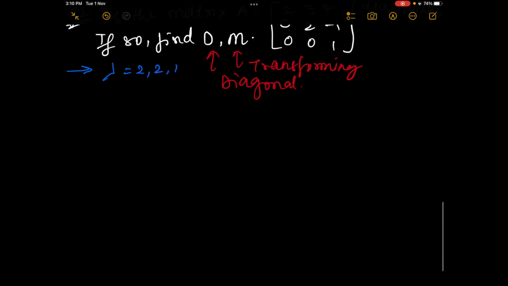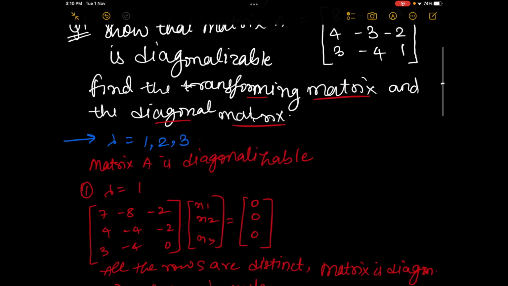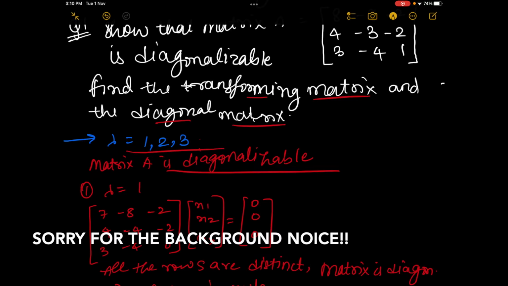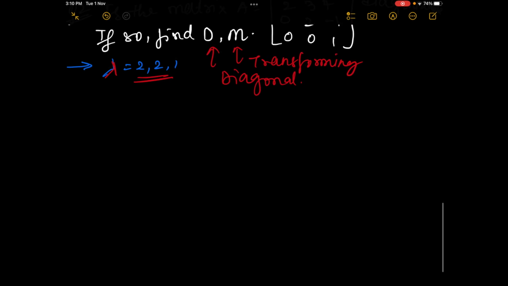I have already solved and gotten the answer for lambda. Lambda comes out to be 2, 2 and 1. As you can see, these are repeating, so we'll have to check if they are diagonalizable or not. In the earlier question, we saw that all of the values are unique, so we said that matrix A is diagonalizable. Now that these are repeating, we'll have to solve them.